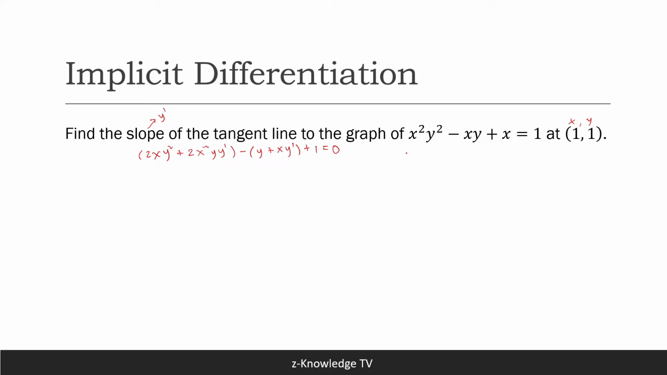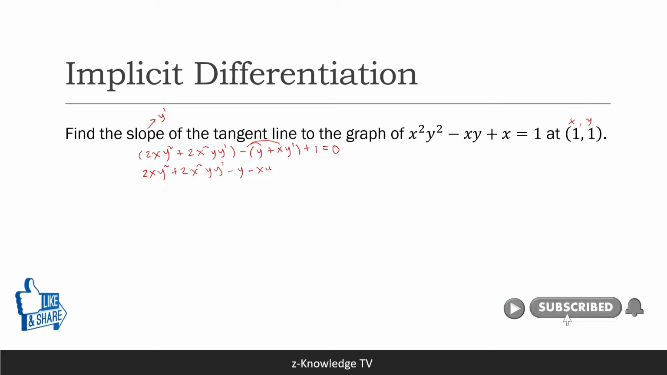So, again, dito pwede nyo na i-direct substitute yung x and y natin. Pero kung gusto nyo munang kuhanin yung y prime, pwede naman. Since ito is negative, ito lang yung kailangan nating i-distribute. Kasi ito, pwede naman natin alisin directly yung parenthesis. Okay, so magiging 2x y squared plus 2x squared y prime, kasi positive lang naman sila. Pero dito, since may negative siya, kailangan i-distribute yun. So, minus y minus x y prime.